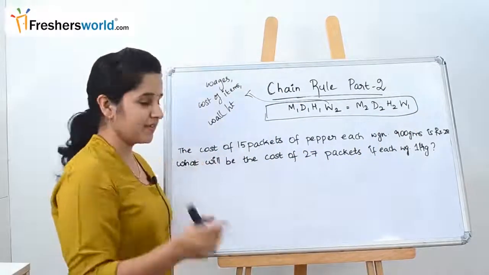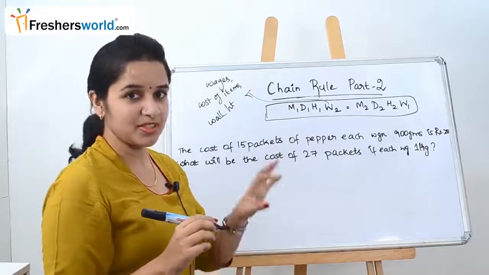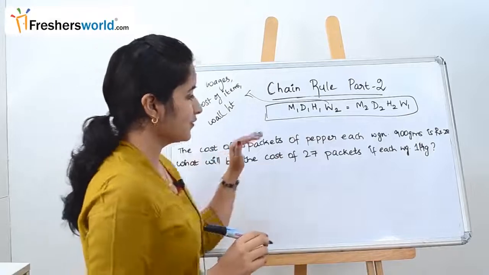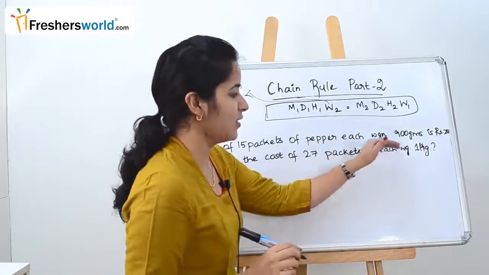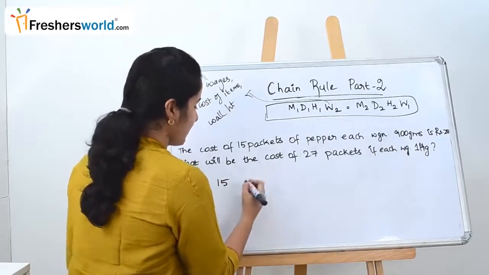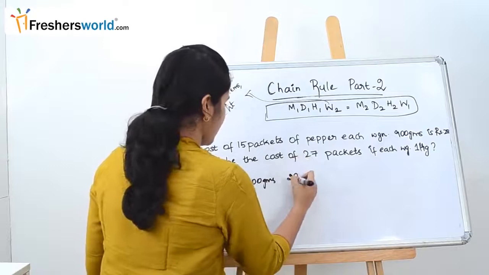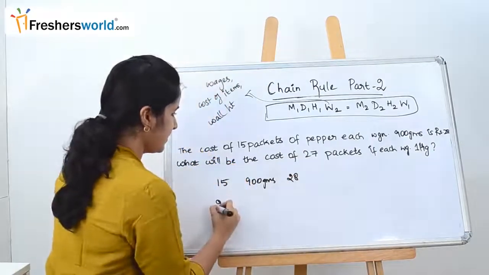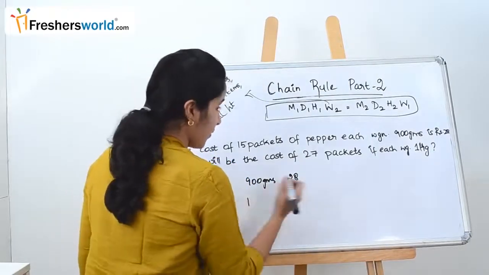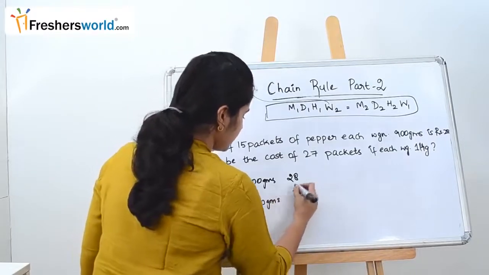So the question that they have given is, cost of 15 packets of pepper, each weighing 900 grams, is 28 rupees. What will be the cost of 27 packets if they each weigh 1 kg? So what they have given: 15 packets of pepper of 900 grams is rupees 28. What is the cost of 27 packets of 1 kg each? 1 kg is nothing but 1000 grams. So how much is the cost?